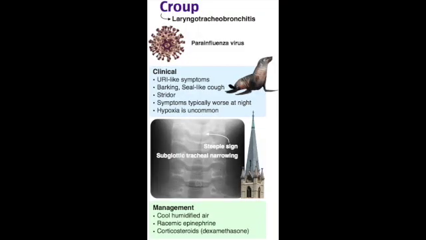Next, laryngotracheitis, or croup. This is inflammation of the larynx and supraglottic airway. It most commonly occurs between 6 months and 6 years, especially in the fall and winter. The etiologies: parainfluenza virus type 1 is the most common cause, also RSV, adenovirus, and rhinovirus.